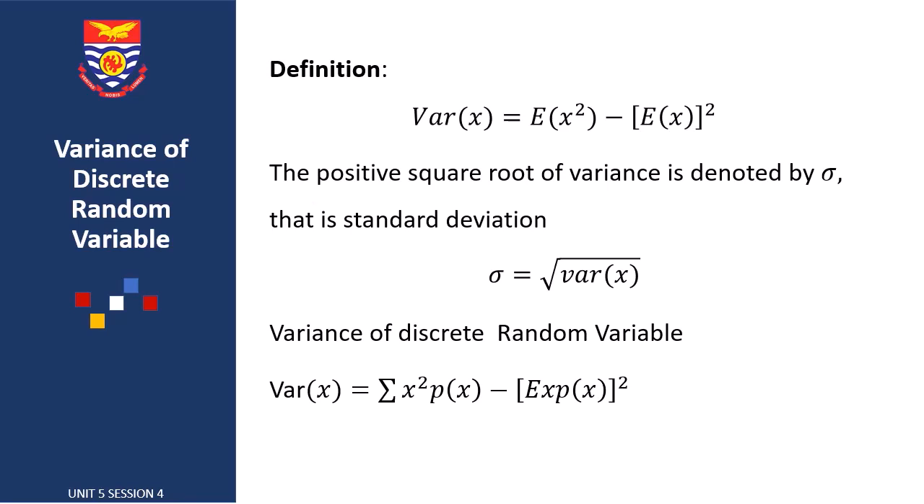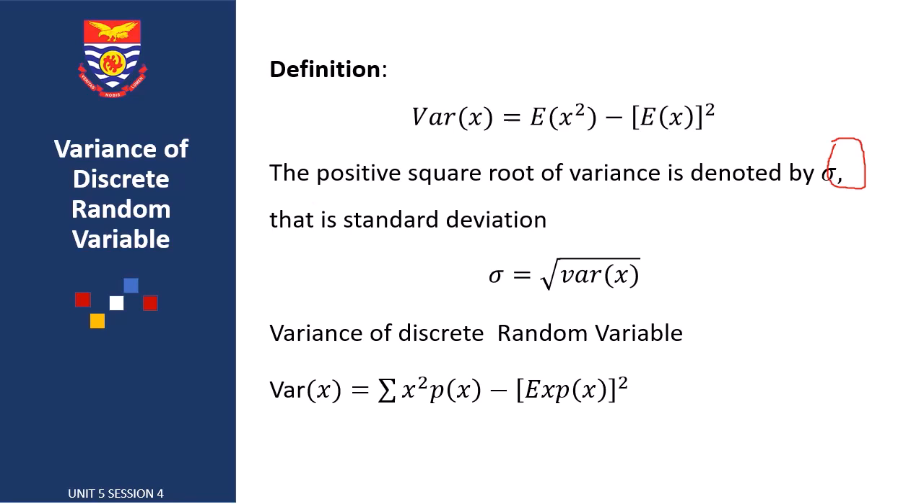And of course, you could deduce the standard deviation from a variance. When we take the positive square root of the variance, that's denoted by this sign called sigma. It is the same as the standard deviation. So standard deviation in a simple sentence is equal to the square root of a variance. Of course, the positive square root of a variance.